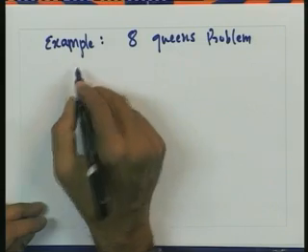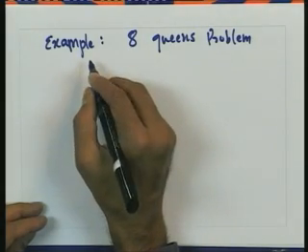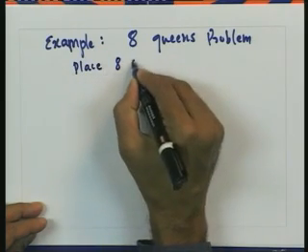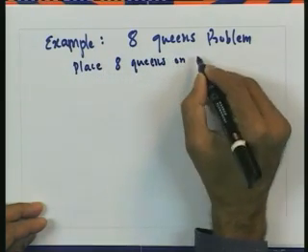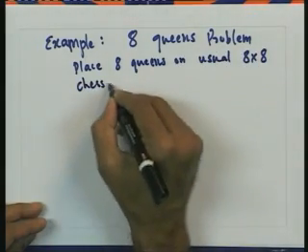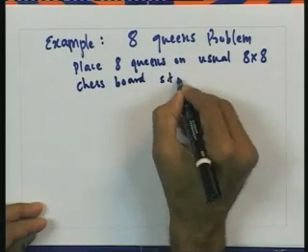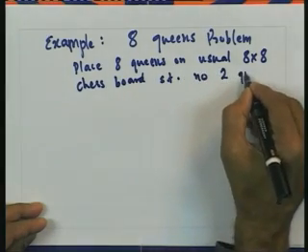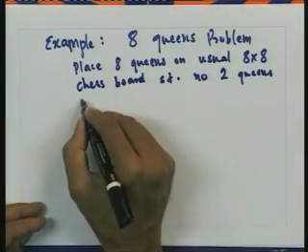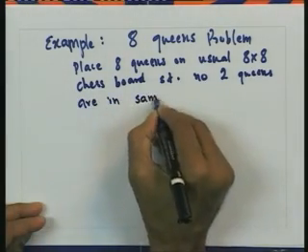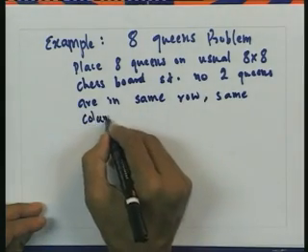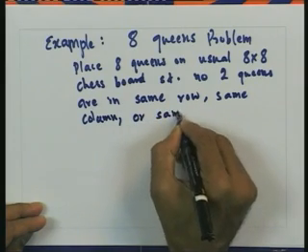We are given a usual chessboard, and we want to place queens on it. So place 8 queens on the usual 8 by 8 chessboard such that no two queens capture each other, or no two queens are in the same row, same column, or same diagonal.